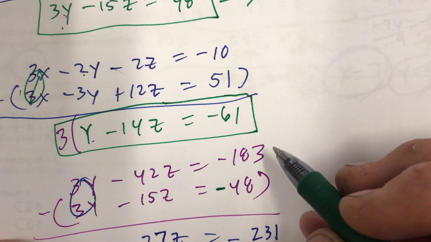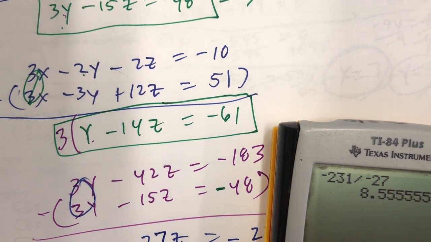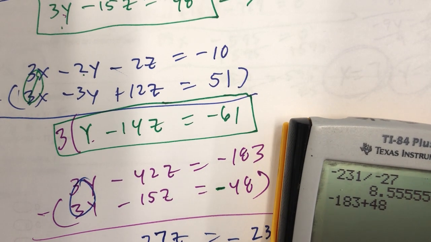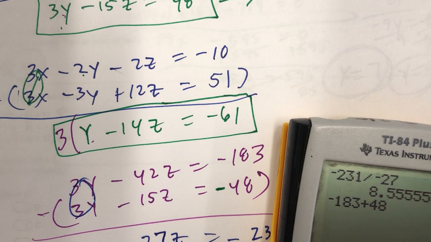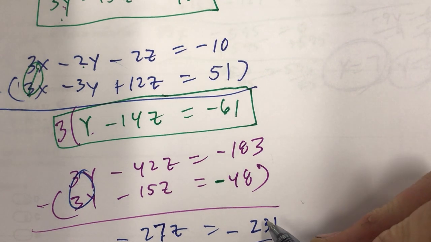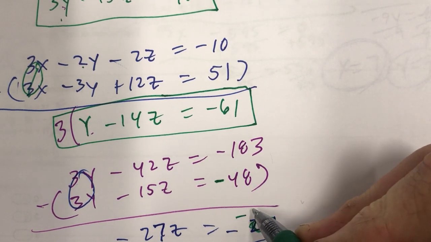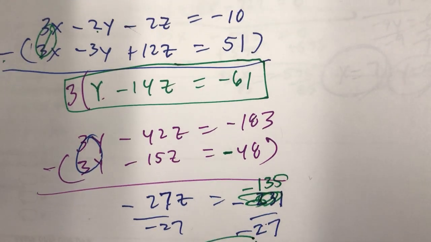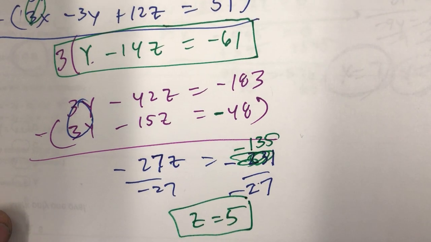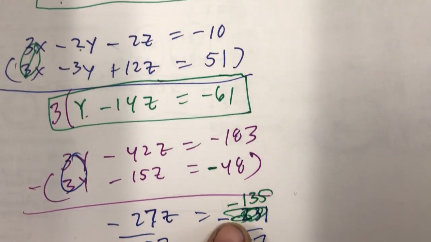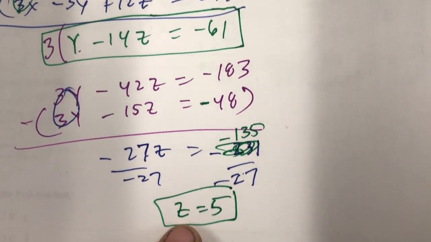So negative 183 plus 48. You probably saw that when I did it, didn't you? There we go. So this right here should be negative 135. And when I divide by negative 7, I get z is 5. Okay. You gotta be careful, man. I did this in my head a while ago and I had to put the negative down. Okay, so I put the negative back in here and then this comes out to be z is 5.